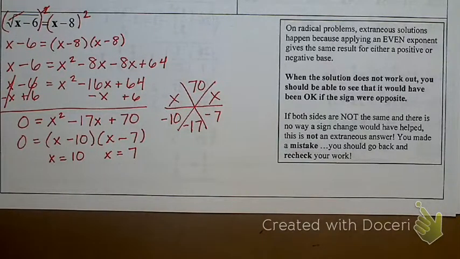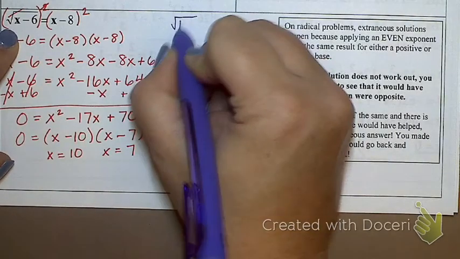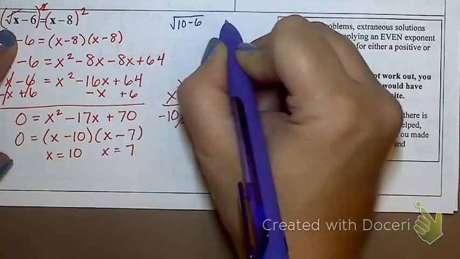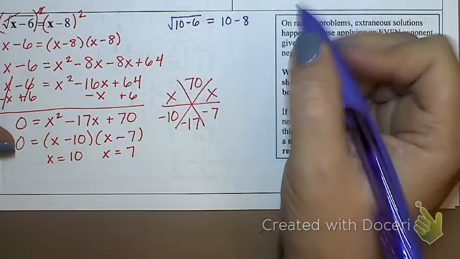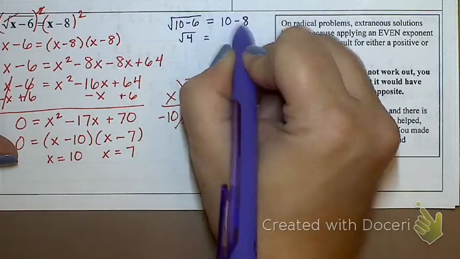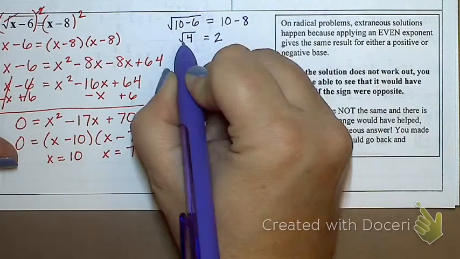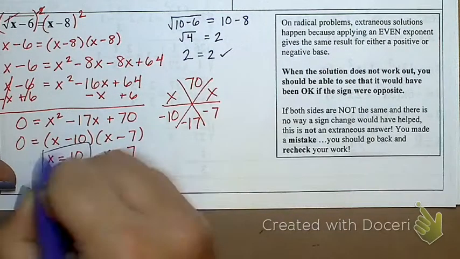Do I need to check my answers? Why? Because it's a square root, it's an even index, I do need to check them. So I'm going to start off by checking 10. If I plug in 10, I have the square root of 10 minus 6, and I want to see, does that equal 10 minus 8? Well, 10 minus 6 is 4. 10 minus 8 is 2. Is the square root of 4 equal to 2? Yes, so x equals 10 is good.